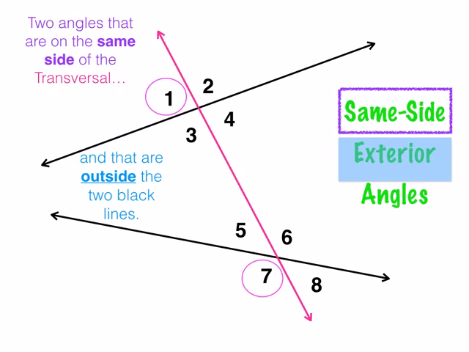Awesome! Angle 7 is correct. So angle 1 and angle 7 are a pair of same side exterior angles. How about the other pair of same side exterior angles? Can you name those? Superb! Angle 2 and angle 8 are the other pair of same side exterior angles.